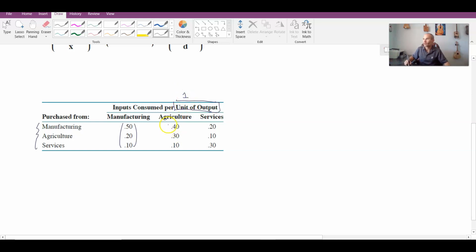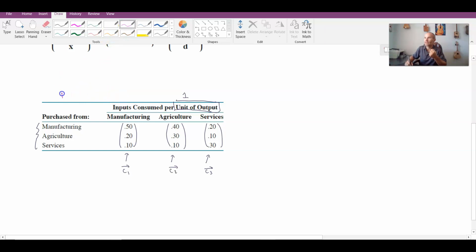So that's similar for agriculture. They would need, for 1 unit of output, 40 cents of manufacturing, 10 cents of agriculture, and 10 cents of services. And services is very similar. Now, I'm going to go ahead and refer to these vectors as C1, C2, and C3.